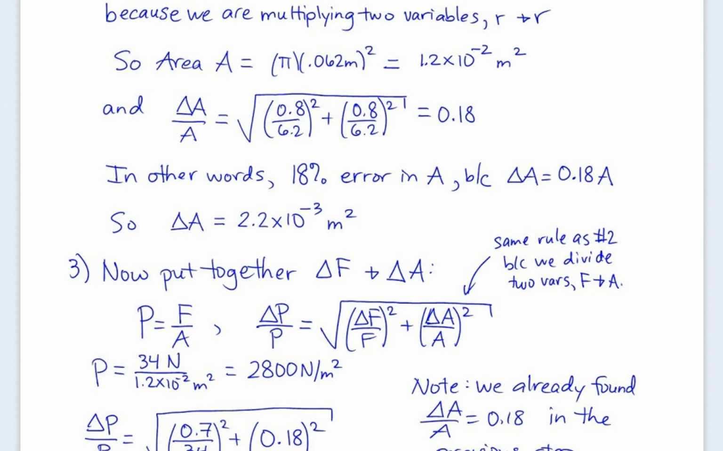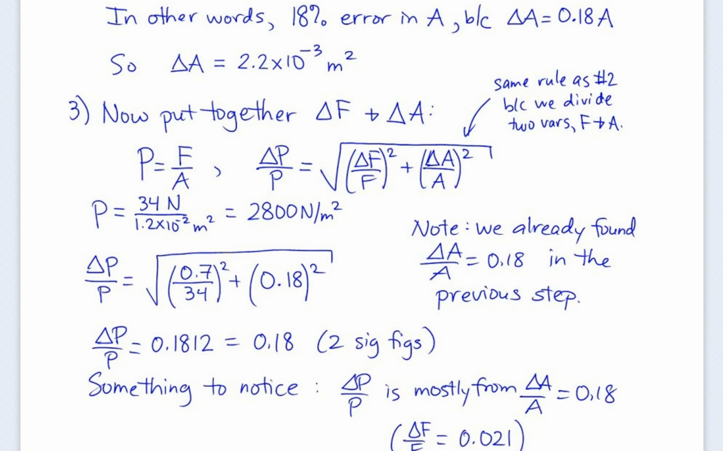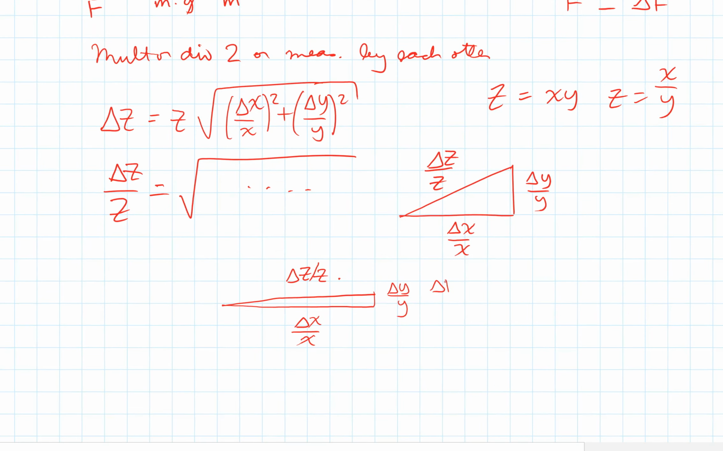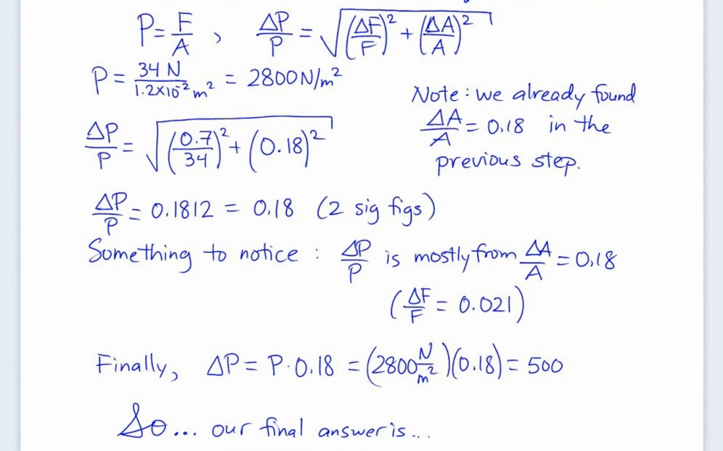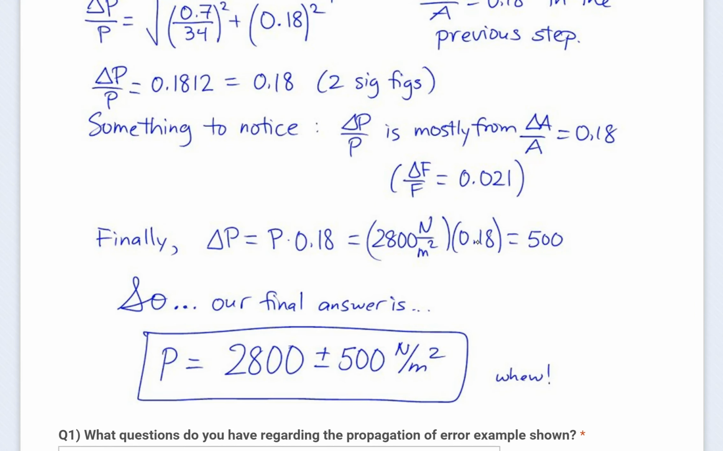Then if I want to get my absolute error, which is just delta a, I multiply by the percentage. Now we do the same thing for pressure, so delta p over p is the square root of delta f over f squared plus delta a over a squared. And basically, this is going to come out pretty close to the same thing because delta f over f is pretty small. This is a case where delta f over f is like the small leg, and delta a over a is the big leg. So the hypotenuse is almost the same as delta a over a. So delta p over p is about the same as that. And that's what we're saying here, that it's mostly from delta a over a. So finally, we get our answer by multiplying the pressure by the percent error.